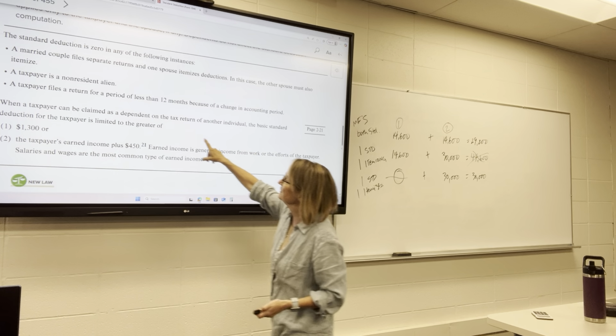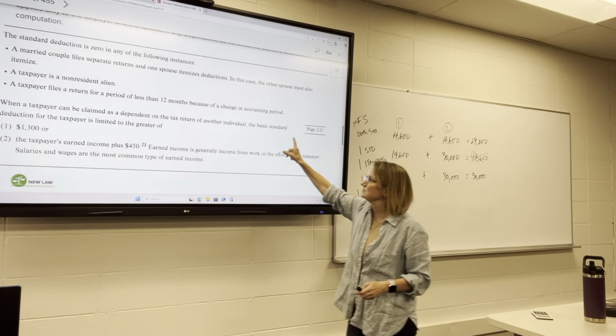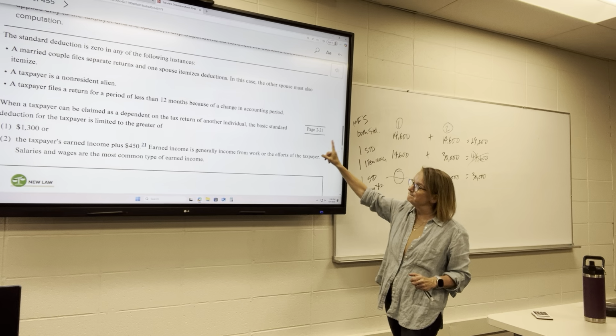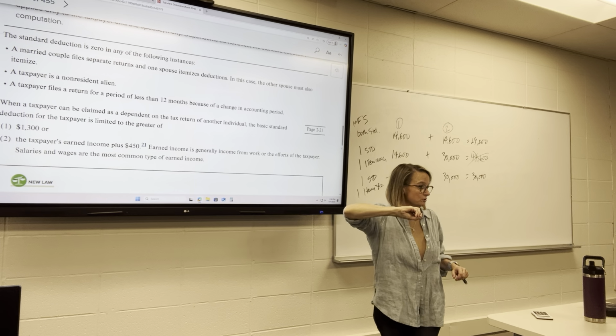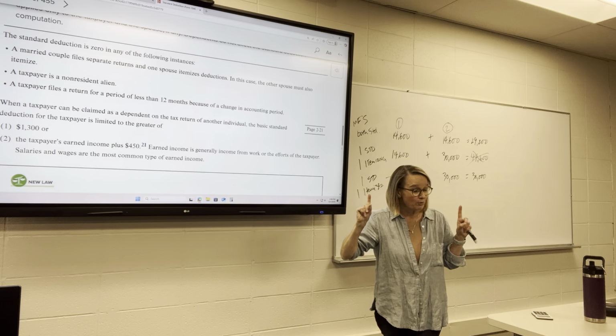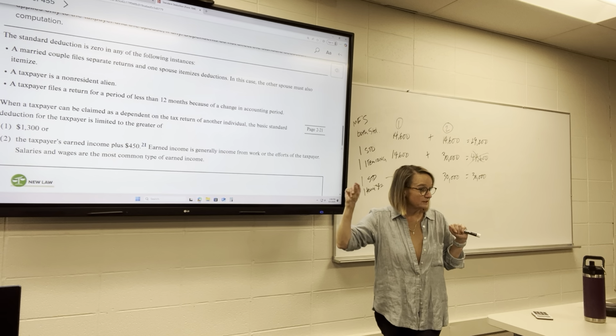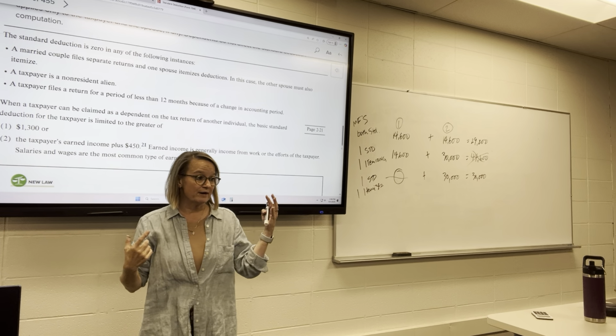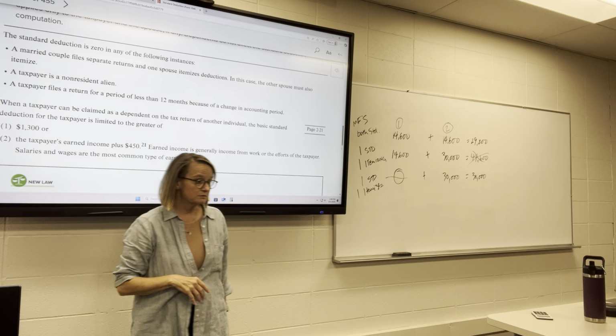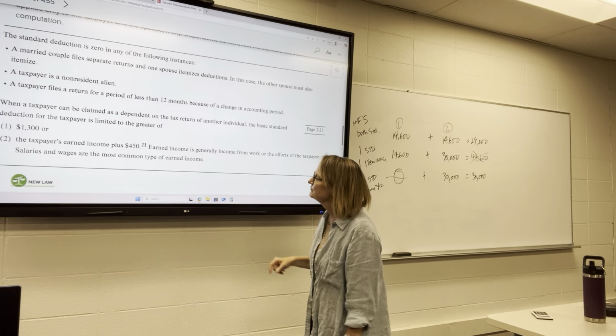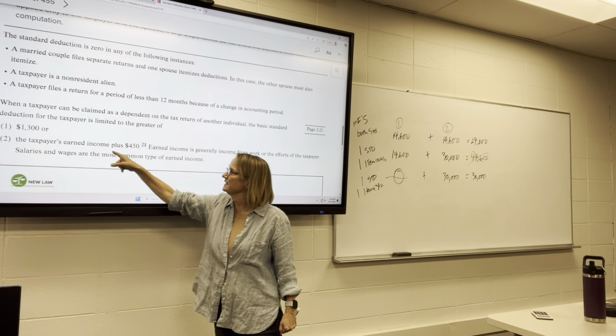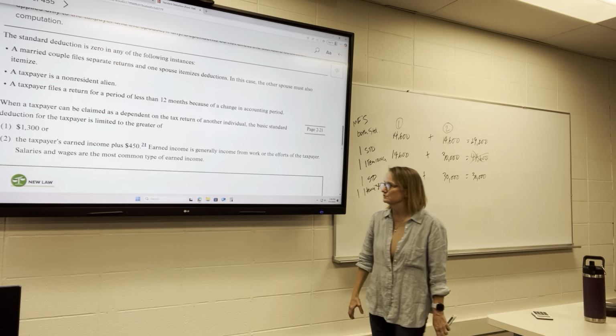So when a taxpayer can be claimed as a dependent on the tax return of another individual, the basic standard deduction changes. I think you do have homework problems, or at least one homework problem around this topic. So it's going to be the greater of, whichever is greater, $1,300, or the taxpayer's earned income plus $450.